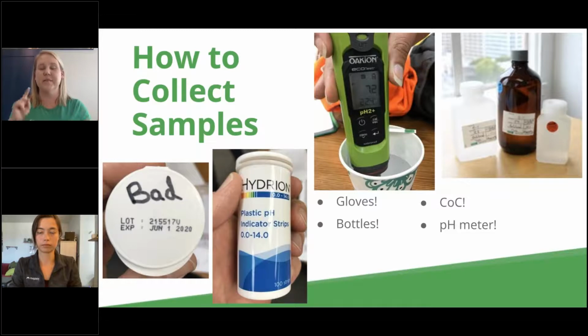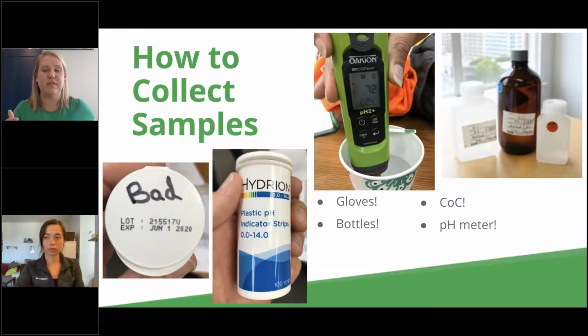You want gloves, you want your lab bottles, you want your chain of custodies. If you're using pH paper, check that expiration date. If you are using a pH meter, you want to be prepared to calibrate it before your sampling event. And if you're sampling for anything where the bottle has a preservative in it, make sure to get fresh bottles from your lab.